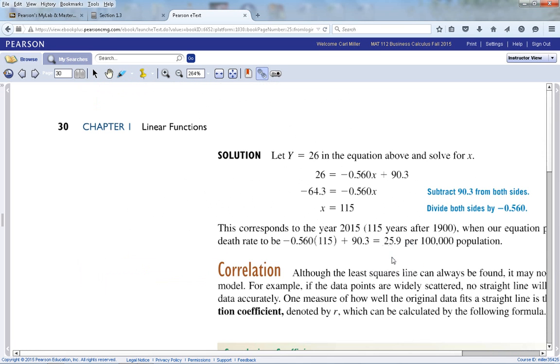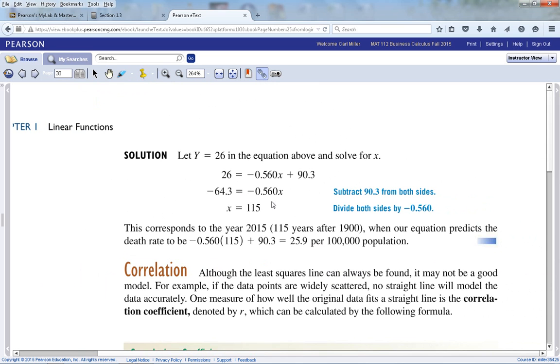So you would plug the 26 in for y and solve for x and get 115, but that's 115 years after 1900. So that would actually be 2015 is when we would estimate that the death rate would drop below 26 per 100,000 in the population. So that is what we mean with least squares and how we can use the least squares line for prediction and for finding a point x when we know the value of y.